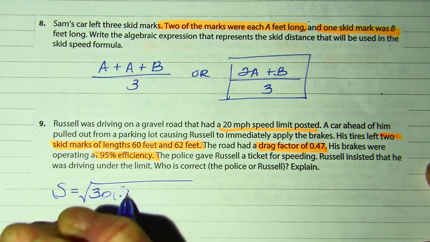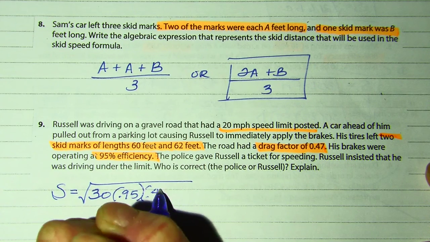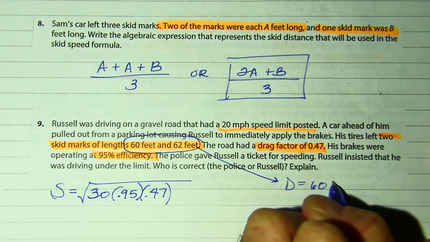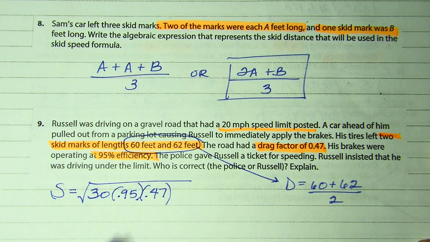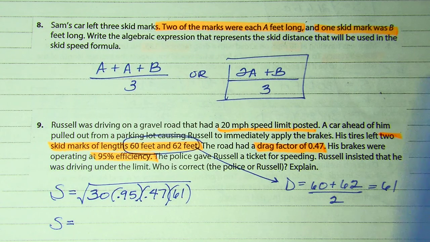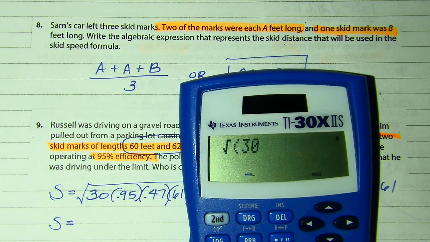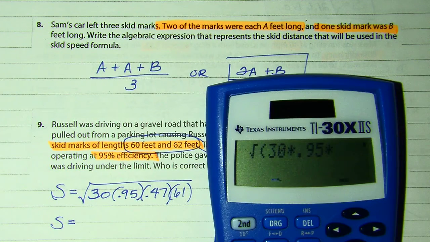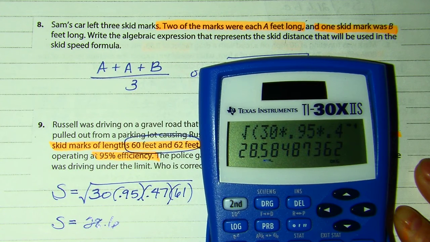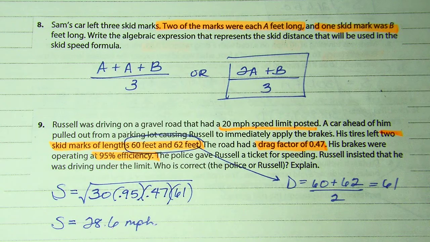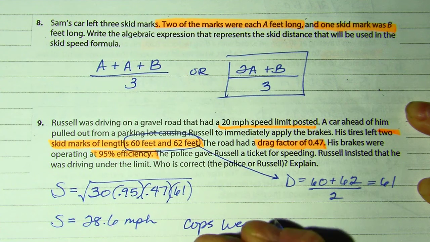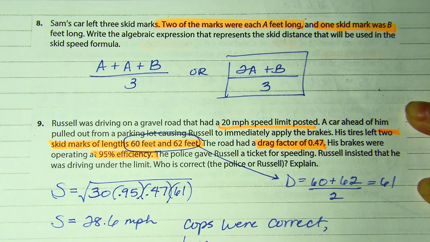30 is part of the formula. Here's his braking. Here is his drag factor. But I have 2 different numbers for D. So D is going to equal the average of those two. If I divide those two by 2, I get 61. So I'm going to enter all of that into my calculator. The square root of 30 times 0.95 times 0.47 times 61, and I get 28.6 miles per hour. So the speed limit was 20. So who's right, the cop or Russell? The cops were correct. He was speeding.